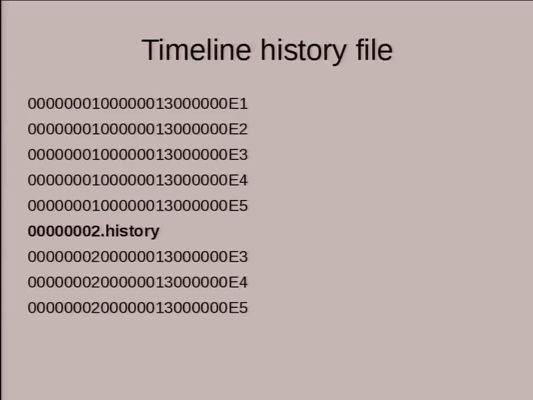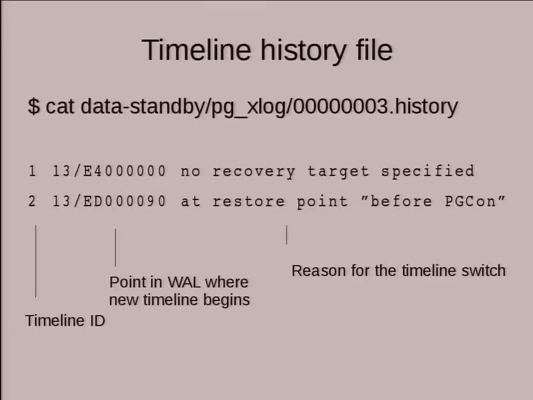So I mentioned timeline history files. These are little files that will appear in your pg_xlog directory and in your WAL archive. And as I said earlier, this is the file that tells what the history of this timeline is. Well, what are the points? How did we arrive at this point in time? It looks like this.